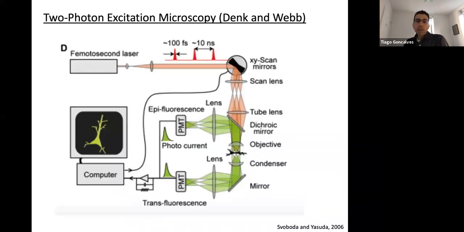So I'm going to start by talking a little bit about the actual parts that go into a two-photon microscope.